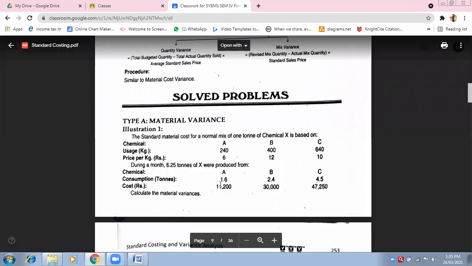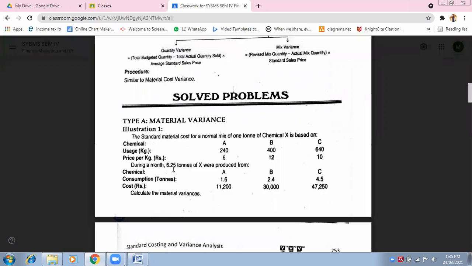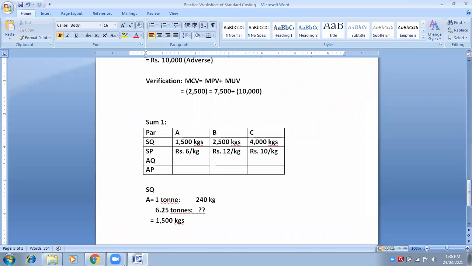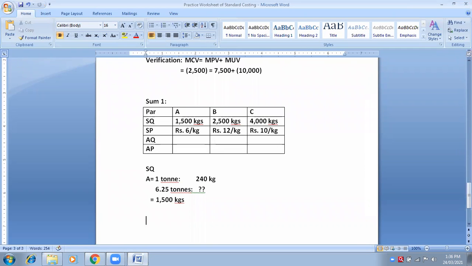So now actual quantity. What is my actual quantity? It is given for 6.25 only, so no need to cross multiply. It is correct, but it is given in the form of tons. This is the problem. We need to convert it into kgs. So 1.6 tons has to be how many kgs? Here you need to come to the next working note, which is actual quantity.